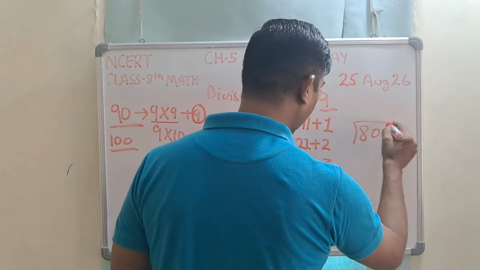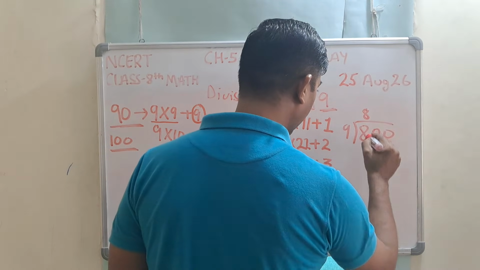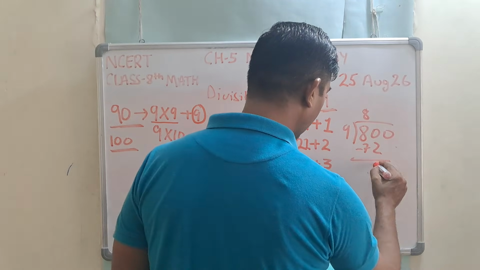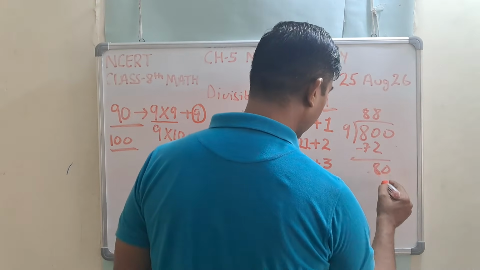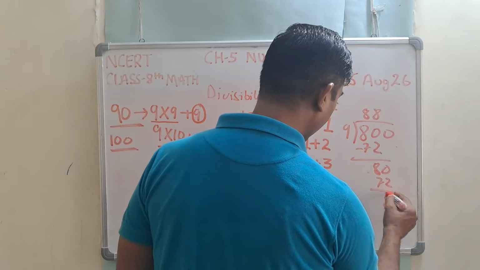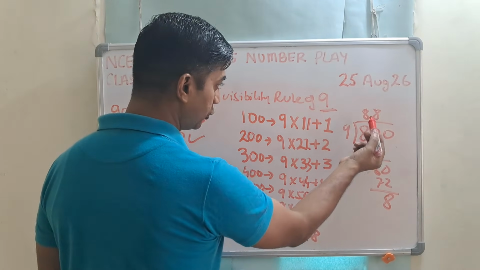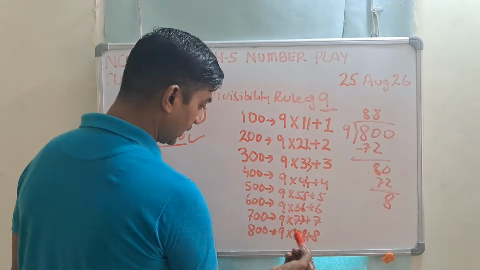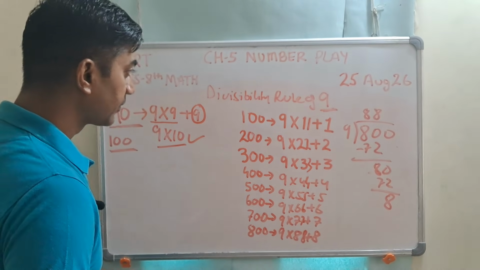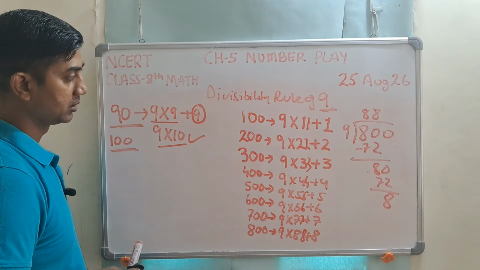800 divided by 9, what will we get? 8, 72, we get 8, 0, then 8, then 72, then the remainder is 8. Means 9 into 88 plus 8, which is our remainder. Now what do you see? Can you see the pattern?